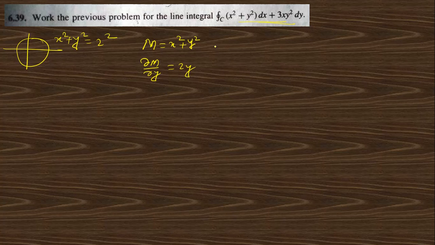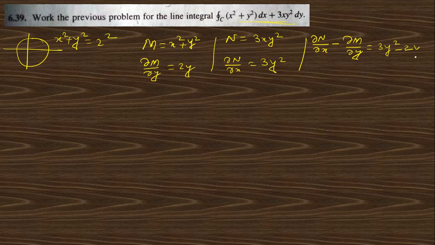And in this question, which is the previous problem, the integration will be like that. Previous problem means the contour integral, the equation of this plane is x square plus y square equal to 2 square. The equation is the same. Here M is x square plus y square, so del M del y is nothing but 2y, and N is 3xy square, so del N del x is nothing but 3y square. So del N del x minus del M del y is 3y square minus 2y.